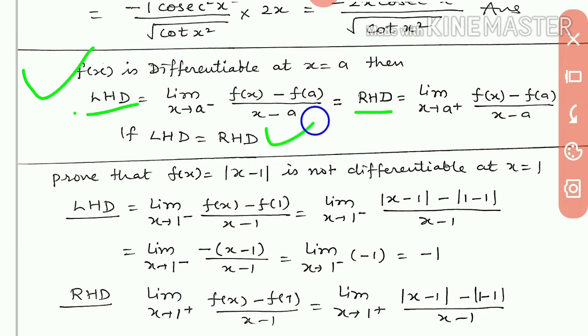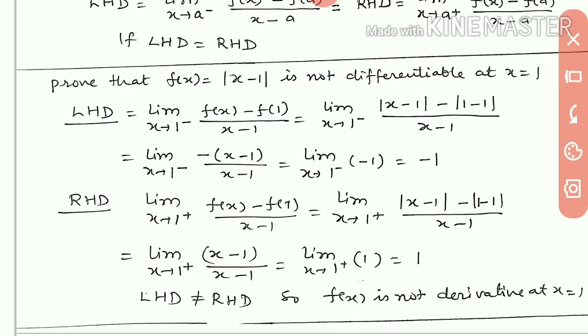Look here, the left hand derivative will be equal to the right hand derivative because this function is differentiable at x equal to a. So prove that f(x) equal to modulus of x minus 1 is not differentiable at x equal to 1. You have to check it. So look here, the left hand derivative is limit x tends to 1 minus of f(x) minus f(1) upon x minus 1. In place of f(x) you write modulus x minus 1, and in place of f(1) you have modulus 1 minus 1, upon x minus 1 as it is.